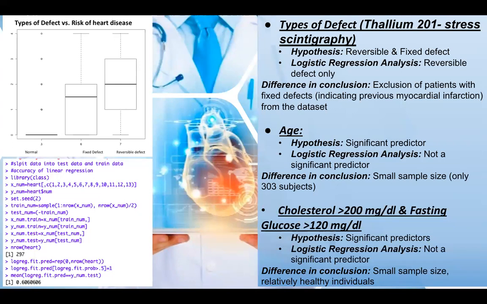We also hypothesized that increasing age is a significant predictor, while as per logistic regression analysis, age is not a significant predictor. The difference in conclusion is due to a small sample size with only 303 subjects. Similarly, we predicted that high cholesterol greater than 200 and fasting glucose greater than 120 are significant predictors of heart disease, while as per our regression analysis, they are not. Again, the difference in conclusion is due to small sample size with less diversity of patients. We split this data into test and train and were able to determine the accuracy of this data set is about 61%.